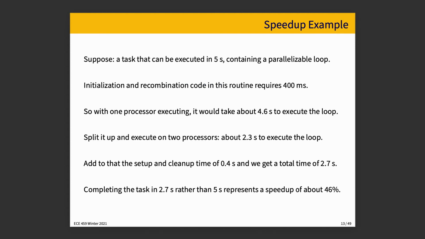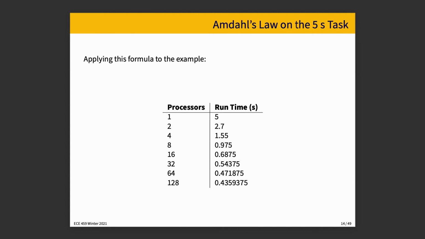So if you wanted a less hypothetical example, if you have a task that can be executed in 5 seconds and contains a parallelizable loop, we'll say that of this, the initialization and recombination code takes 400 milliseconds. So with one processor executing, it takes 4.6 seconds to execute the loop. And if we split it up and execute on 2 processors, divide it in half, we get 2.3 seconds to execute the loop, and add to that our setup and cleanup time, for a total of 2.7 seconds. And using 2 CPUs instead of 1 means that we get a speed up of about 46%.